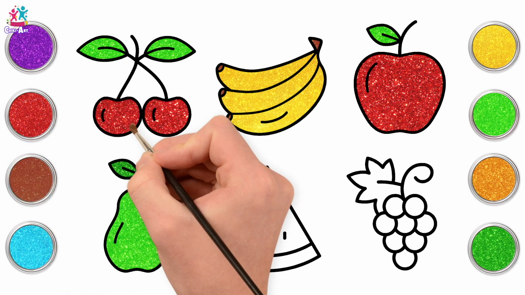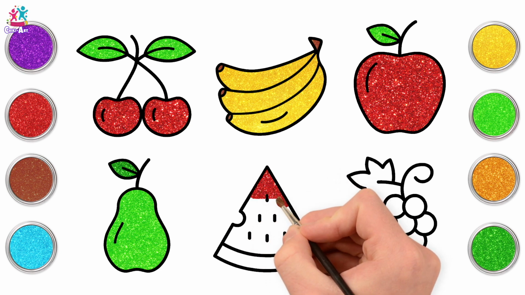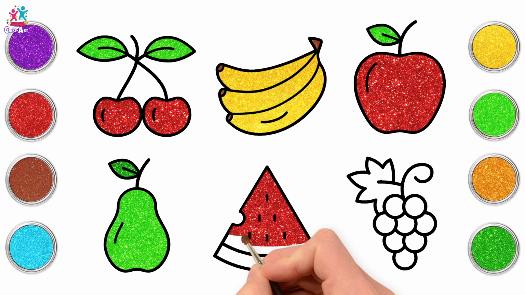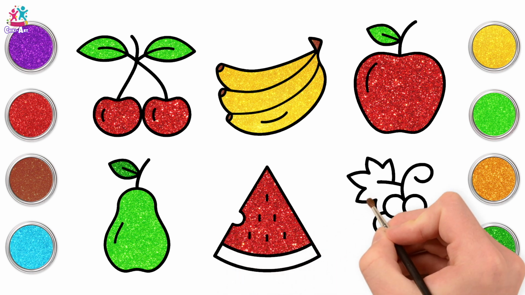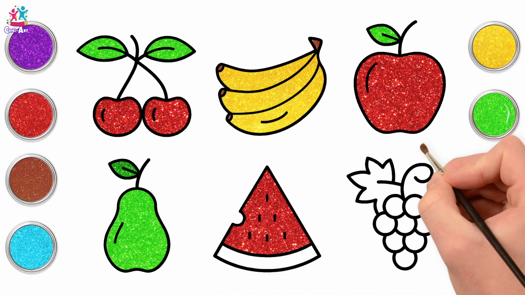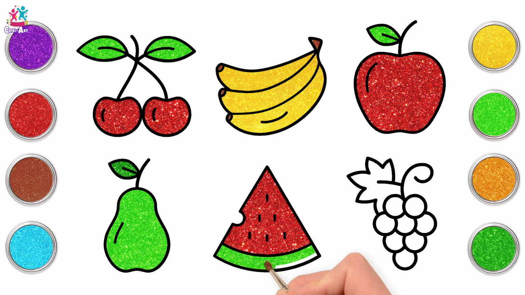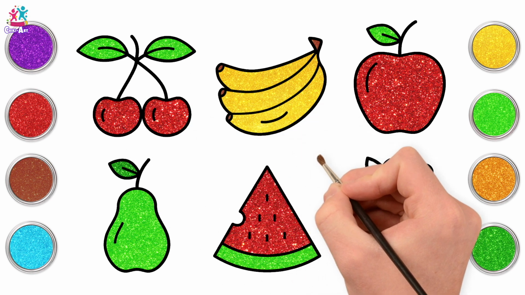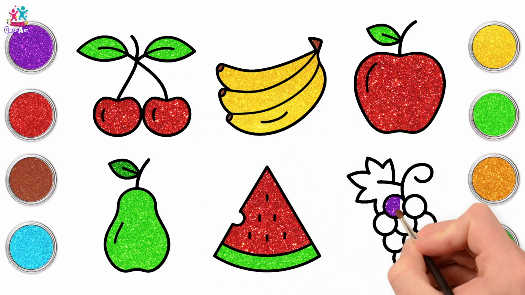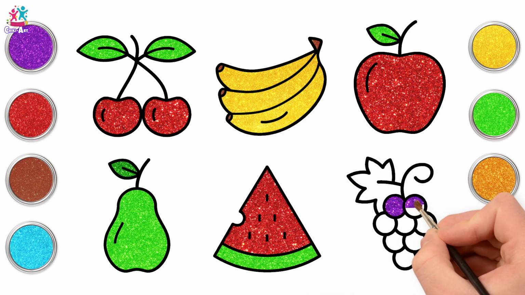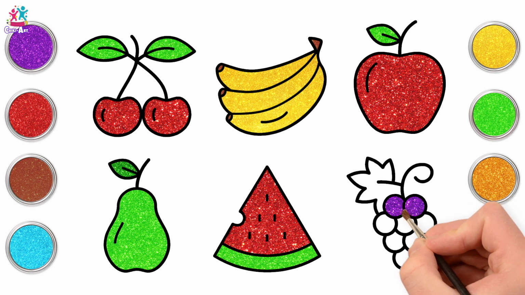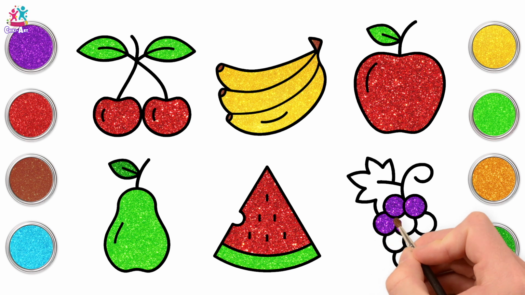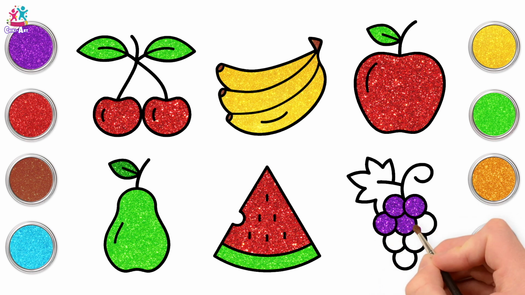Red next for the main part of our watermelon. Ooh, delicious. I love eating these on a hot summer's day. And green for the rim. Last but not least, we're going to do our lovely purple bunch of grapes. And grapes come in different colours too. Red, black, green, light, dark. So you can pick and choose your favourite ones. I like the dark ones because they are the sweetest.